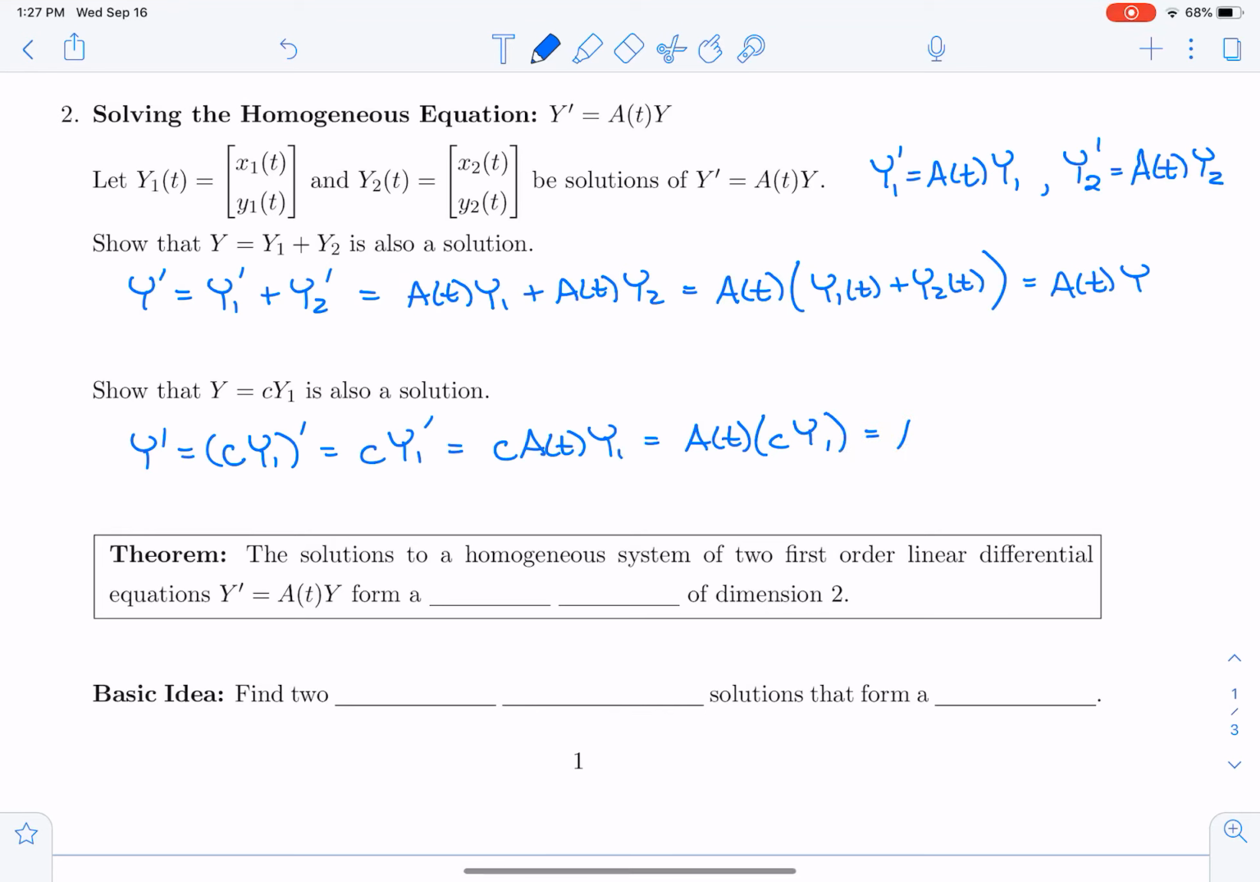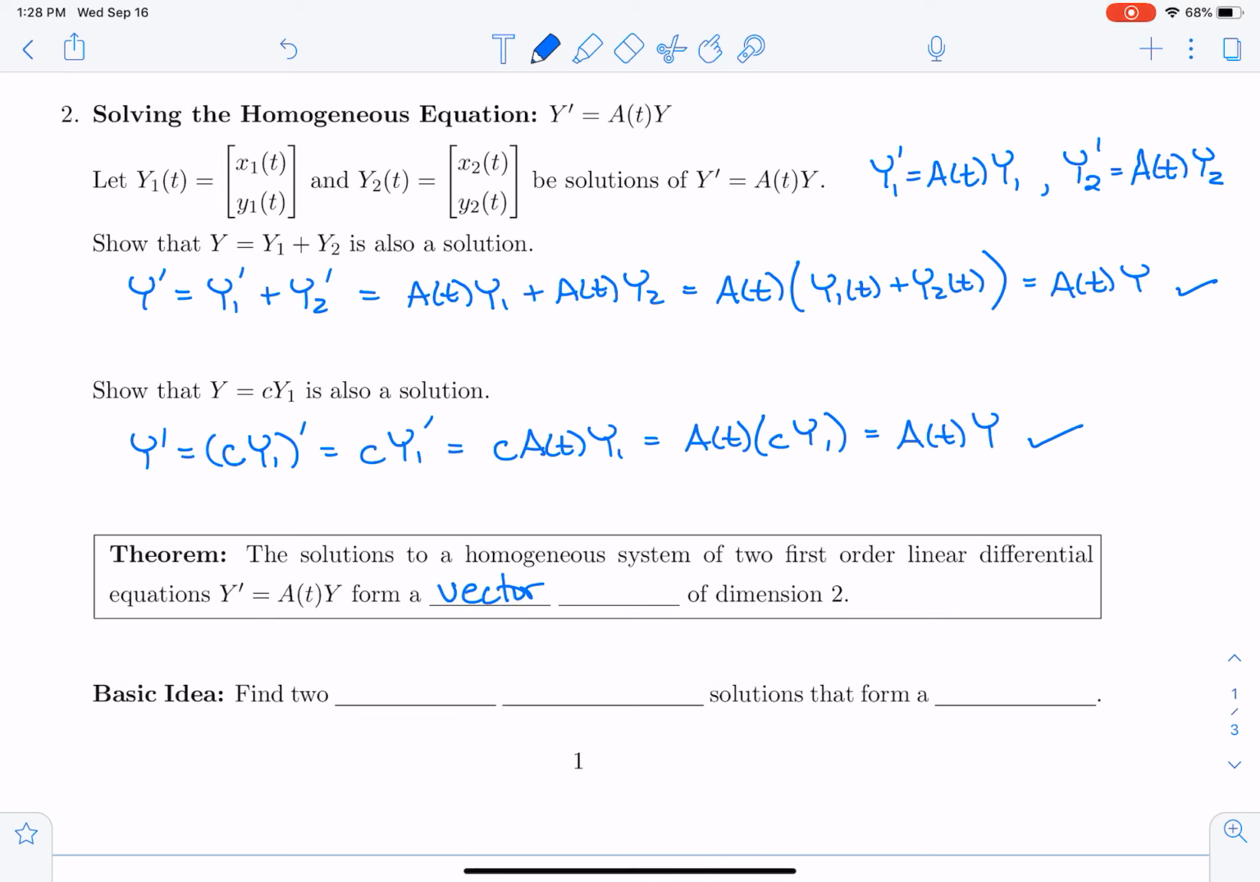And so that is just a of t times y. So again, y prime equals a of t times y. So yes, a constant multiple of a solution is also a solution. Well, that tells me that, again, just like with second order differential equations, the solutions to a homogeneous system of two first order linear differential equations, y prime equals a of t times y, form a vector space.